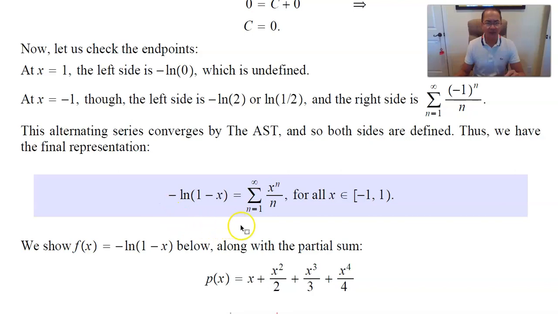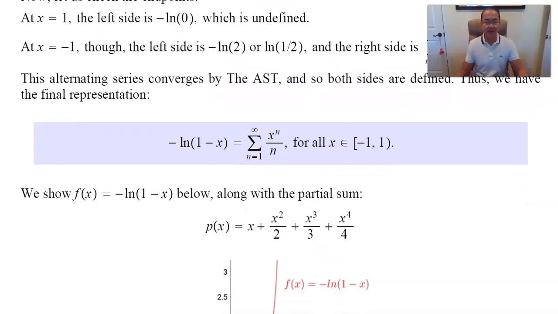Okay, so we have this representation, and it might look a little awkward to you. Why are there two minuses? Minus ln of 1 minus x. And don't you dare cancel the two minuses, by the way. But that's okay. On this right side, it's not alternating. It's simply x to the n over n.